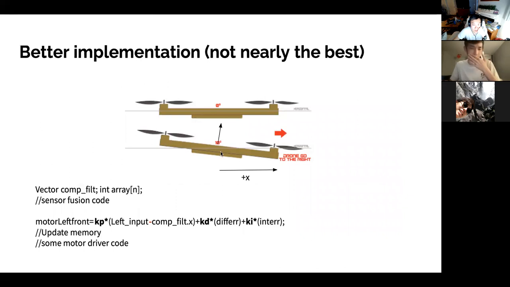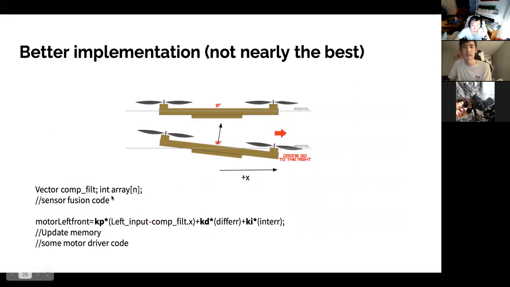And this is kind of a sample for how you would go about implementing it. So it's the same thing. You get your sensor fusion code, you figure out what your vector is, and you take your error and multiply by some constant. You keep track of, for example, what your differential error is, multiply by some constant, and then this, multiply by some constant, and then you'll do this for all your motors.